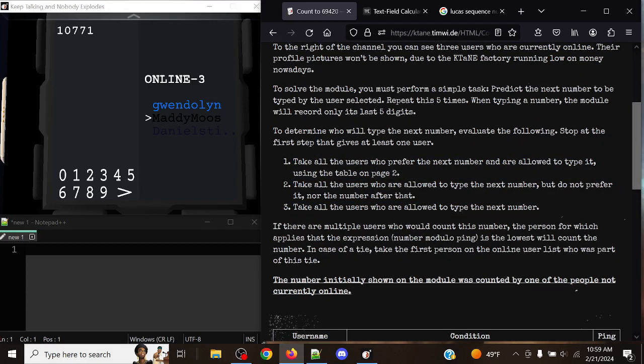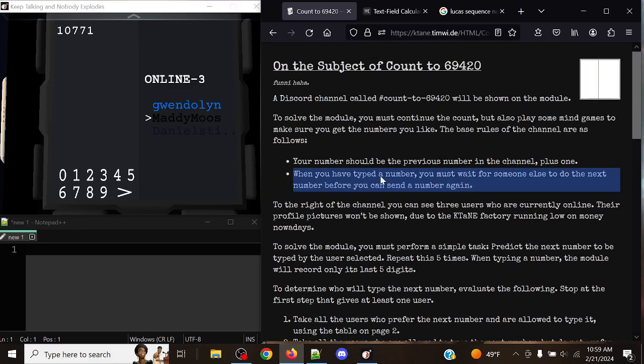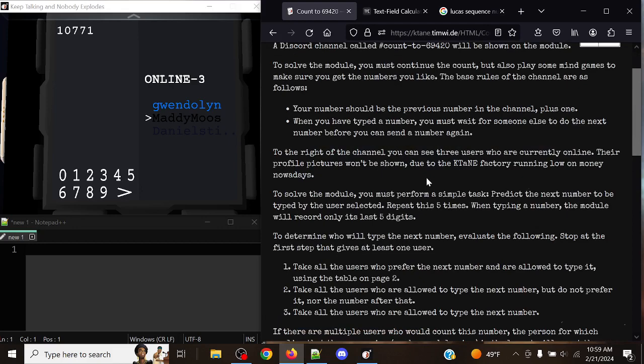So, in this case, what we need to do is stop at the first step that gives at least 1 user. In this case, that returns something that a user can input. So, what we need to do is take all users who prefer the next number and are allowed to type it. And the reason why we say that they are allowed to type it is specifically referring to this rule. When you have typed a number, you must wait for someone else to do the next number. So that's what they mean by allowed to type it.